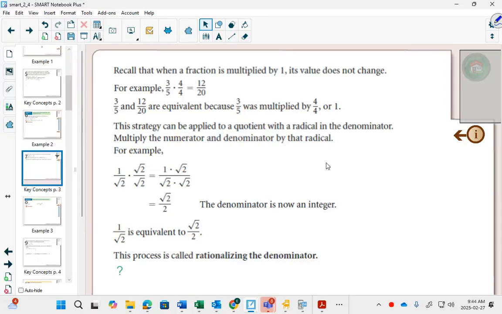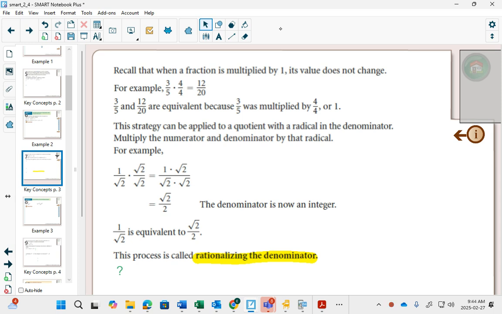Today we're going to learn a new phrase in mathematics that you're going to hear quite a bit over the next little bit. That new phrase is called rationalizing the denominator. You already know what a denominator is. That's the bottom of a fraction.